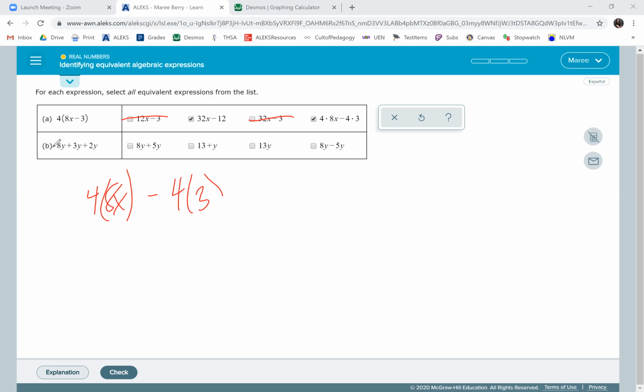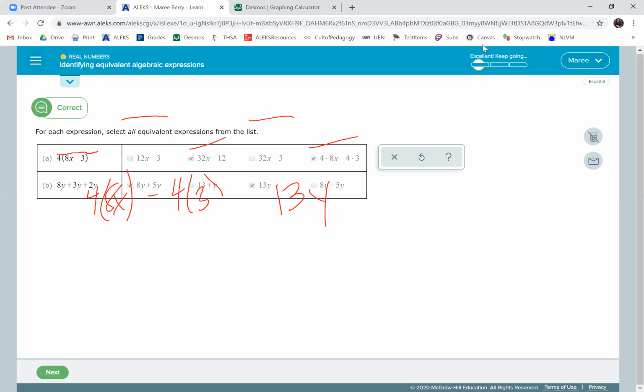On this one here, we're going to take 8 plus 3 plus 2, which is 13y. So I'm going to find anything that equals 13y. So if I do 8y plus 5y, that gives me 13y. 13 plus y, no. And here's 13y. 8y minus 5y is going to be 3y. So those aren't going to work either. So no, no. And that's the end of that answer.